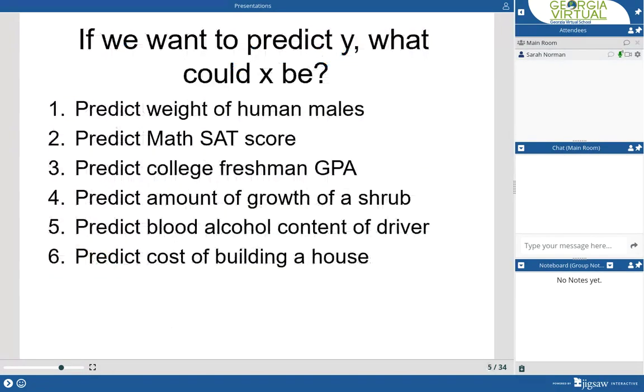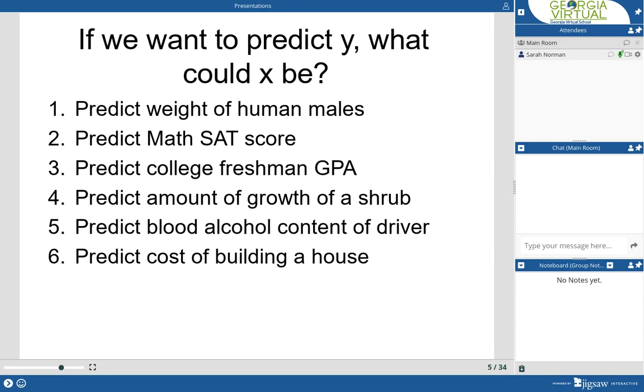If we want to predict y, what could x be? So these are just some examples of some things that we could predict, possibly based on an independent variable. You could maybe predict the weight of human males. What could x be? Well, x could be their height, right? Maybe we would look at a man's height to predict their weight. So that would be an answer to number one.